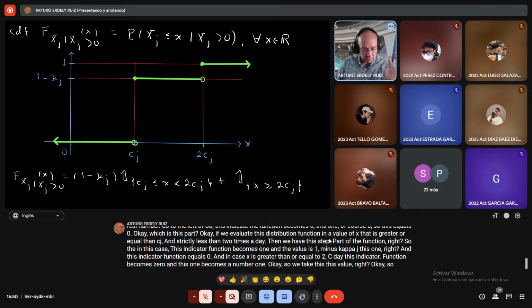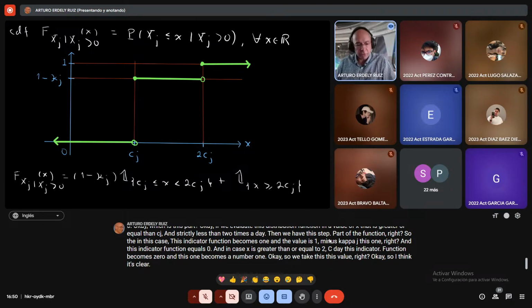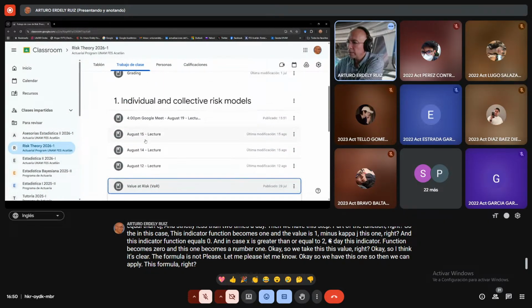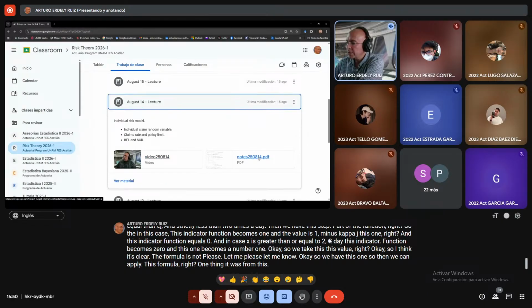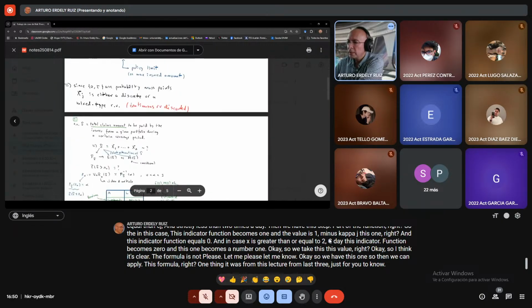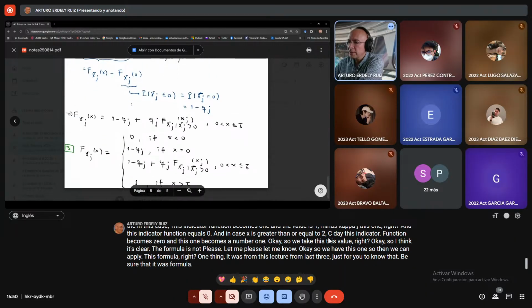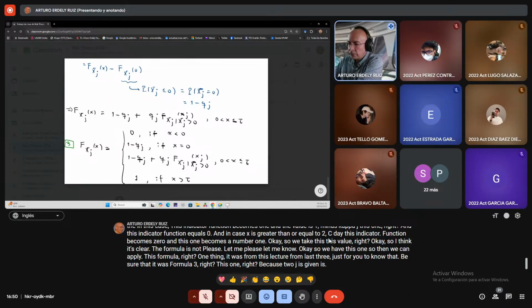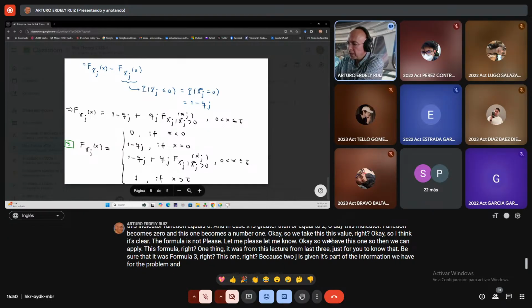Okay, so I think the formula is clear. If not, please let me know. So we have this one, so then we can apply this formula, right? I think it was from this lecture, formula 3, just for you to know, be sure that it was formula 3, right? This one, right? Because 2j is given, it's part of the information we have for the problem, and we just got xj, given xj positive, okay? By the way, what is tau?